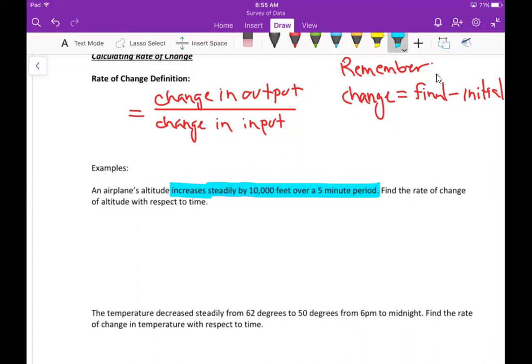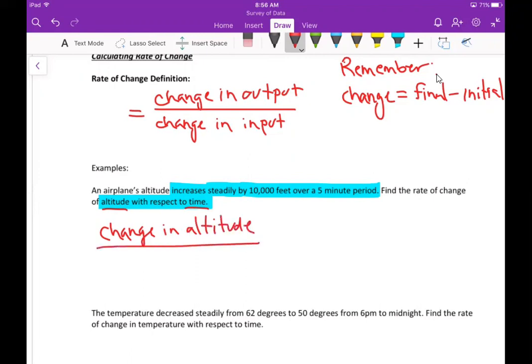And if we want to find the rate of change in altitude with respect to time, that's helping us understand what the output and input are going to be. So over time, our altitude is changing. So that means for us, our output is altitude and our input is time. So we want to find the change in altitude with respect to time, so over the change in time.